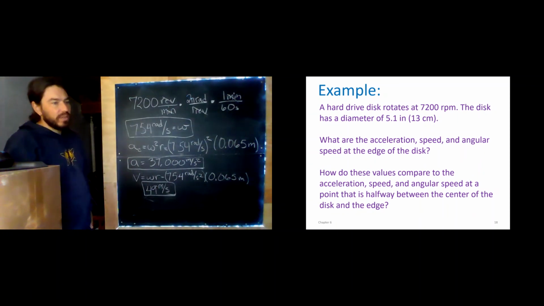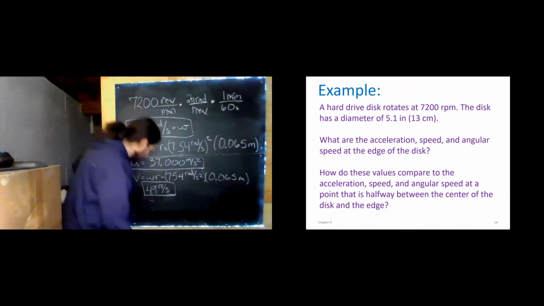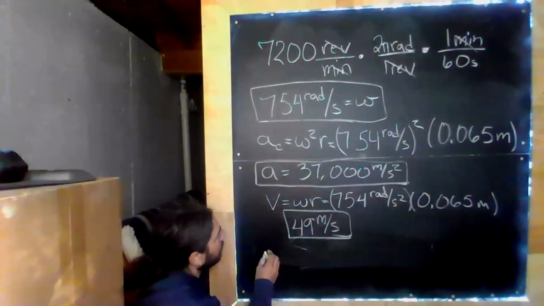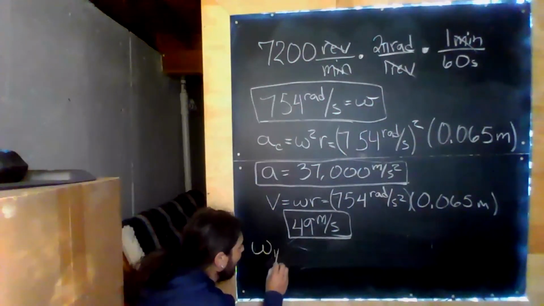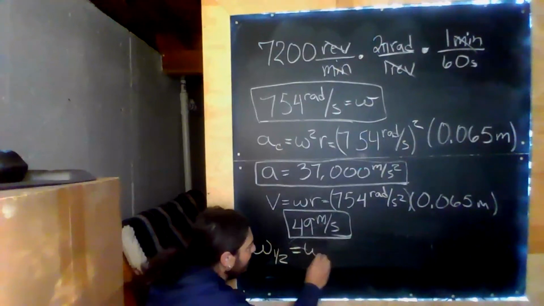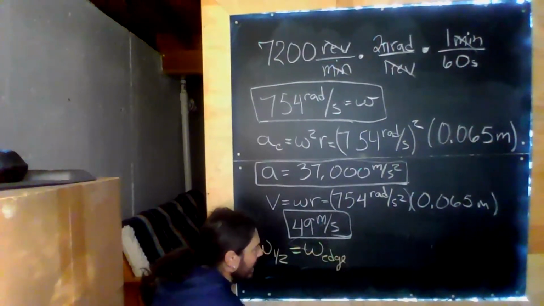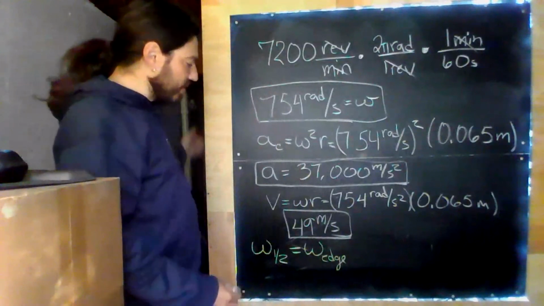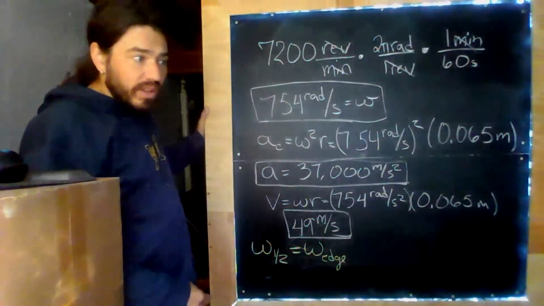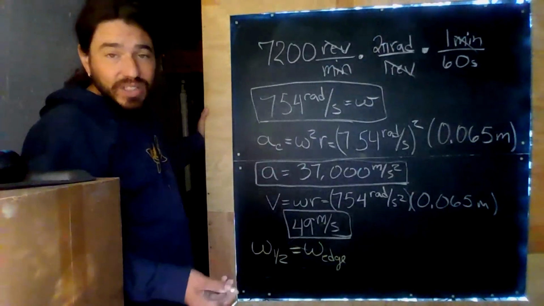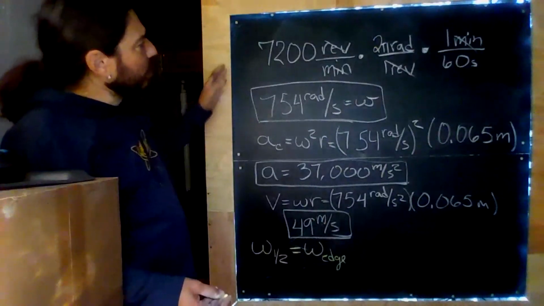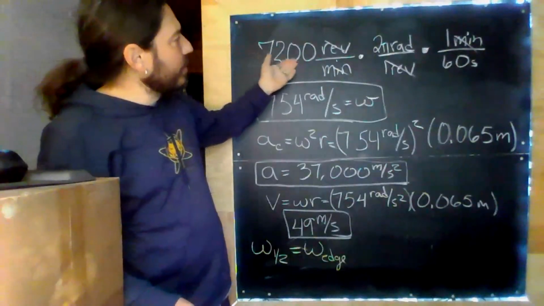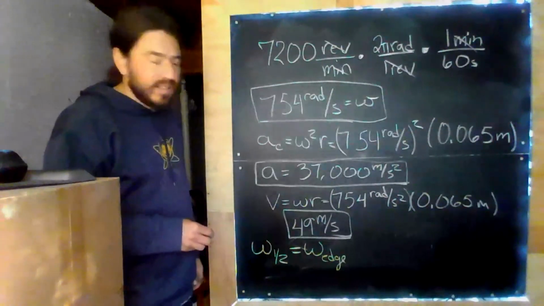Okay, how do these values compare to a point halfway between the center and the edge? Well, let's look at omega first. Omega at the halfway point is exactly the same as omega at the edge. Why? Omega is the angular velocity. How fast is it rotating? Well, the edge is rotating at the exact same rate as a point halfway. Both points go around 7,200 times every minute. So those are exactly the same.